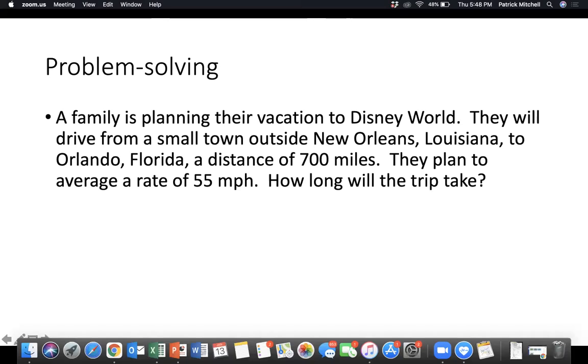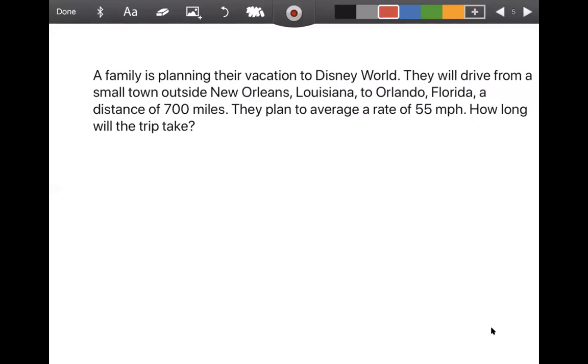Okay, so the first one says, a family is planning their vacation to Disney World. Okay, not the one we have here in California, but the other one. They will drive from a small town outside New Orleans, Louisiana, to Orlando, Florida, a distance of 700 miles, and they plan to average a rate of 55 miles per hour. So the question is, how long will the trip take? Don't forget about Mitchell's commandments.